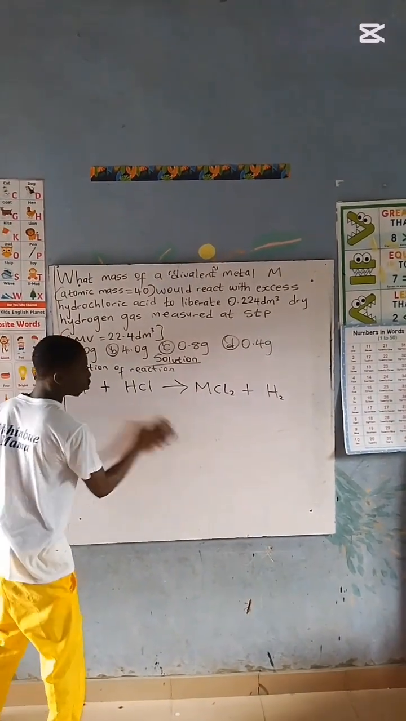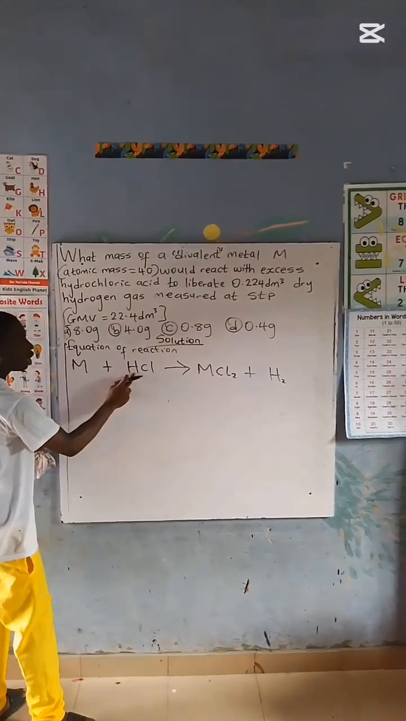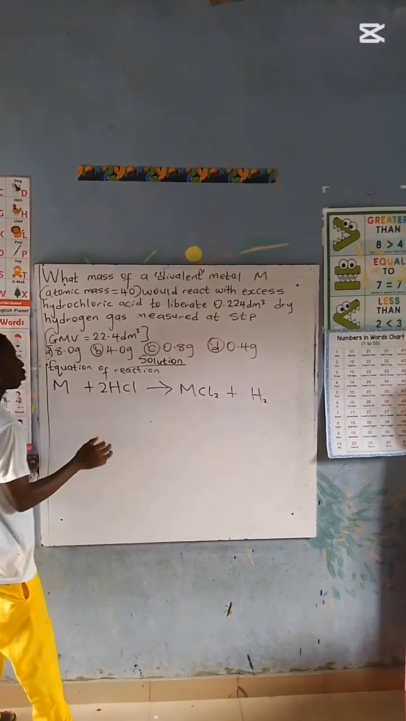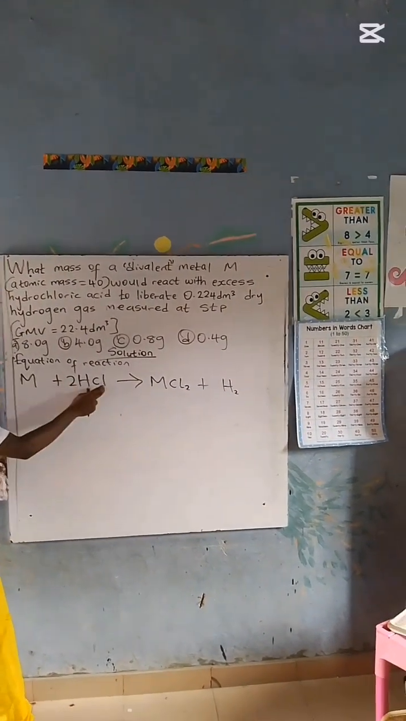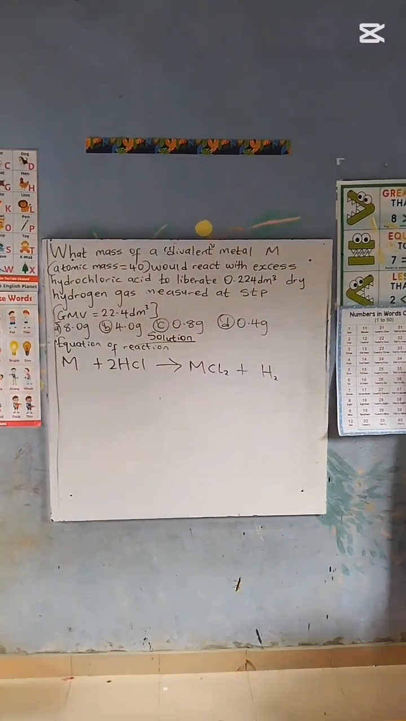Now we are going to balance the equation. There's 1 hydrogen here, there are 2 hydrogens here. So if I just put 2, this becomes 2 hydrogen, this becomes 2 hydrogen. This becomes 2 chlorine, this becomes 2 chlorine. 1 M, 1 M. The equation is balanced.